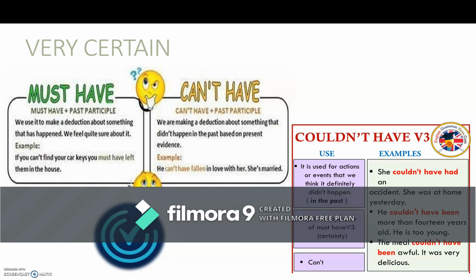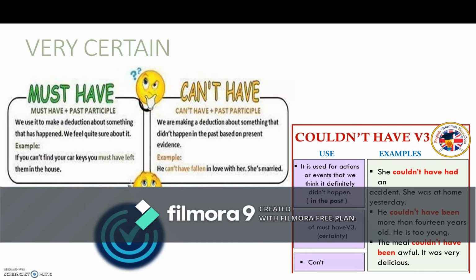Also, can't have, we use it to make a deduction about something that didn't happen in the past based on present evidence. So, for example, we can't have fallen in love with her, she's married. And couldn't have is used for actions or events that we think definitely didn't happen in the past. And it's the opposite of must have, and it is the past of can't.